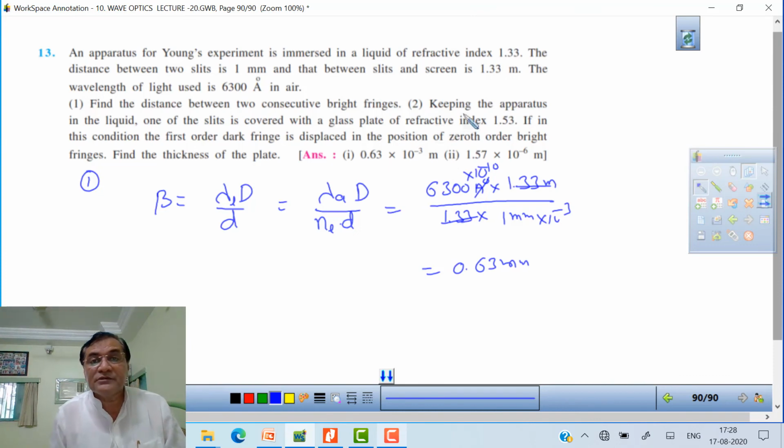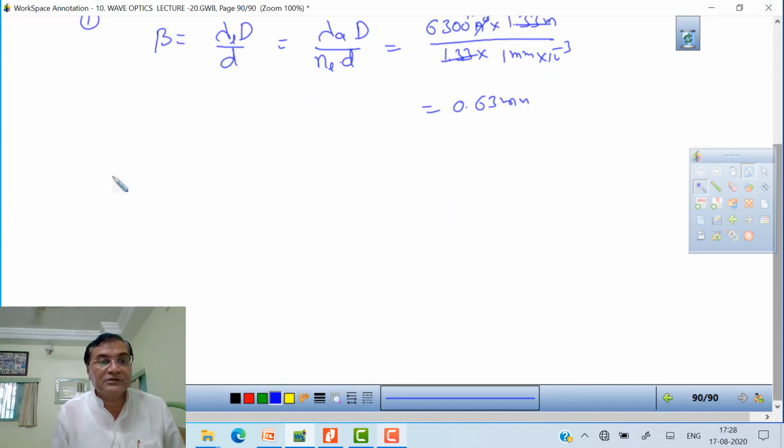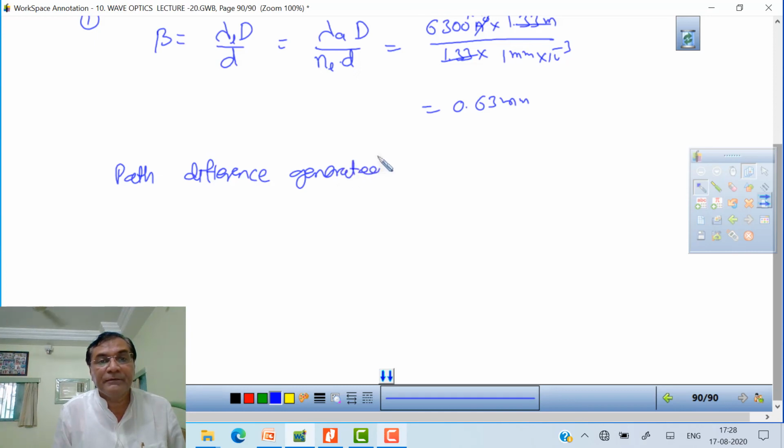Now the second one is more important. Keeping the apparatus in the liquid, one of the slits is covered with a glass plate. So when you cover it with the glass plate, the path difference is changed, and because the path difference is changed, the first order dark fringe is displaced to the position of the zero order. I told you earlier, in a previous problem, that when you put any transparent sheet, the path difference changes, and we derived the formula for the shifting x. So what is the path difference? Path difference generated due to the sheet.